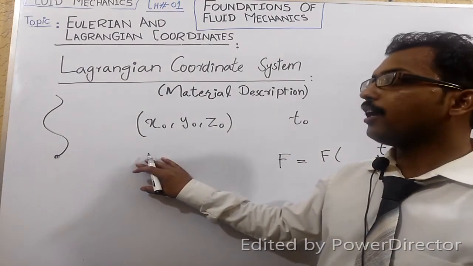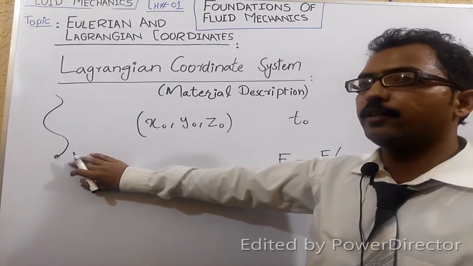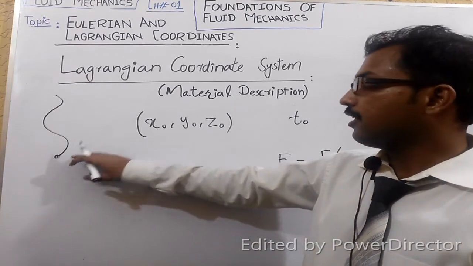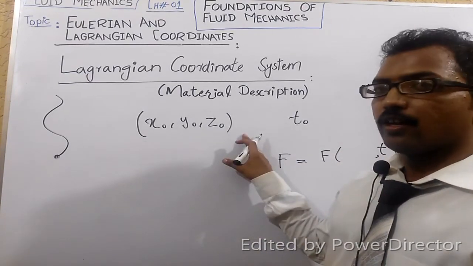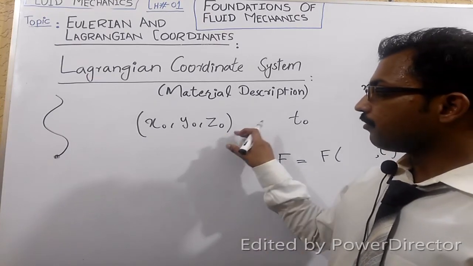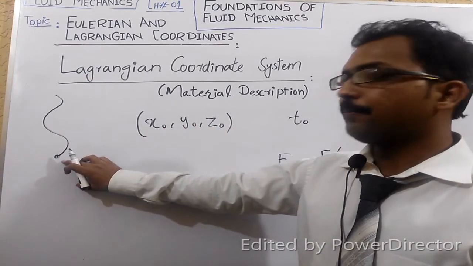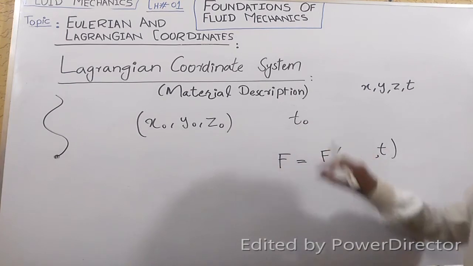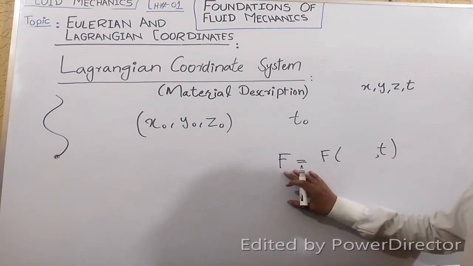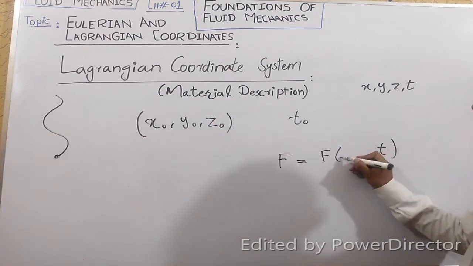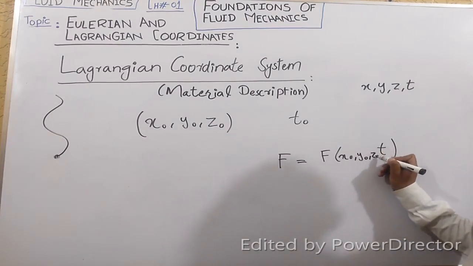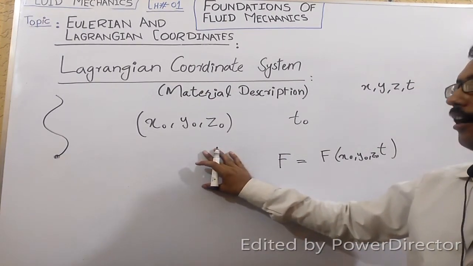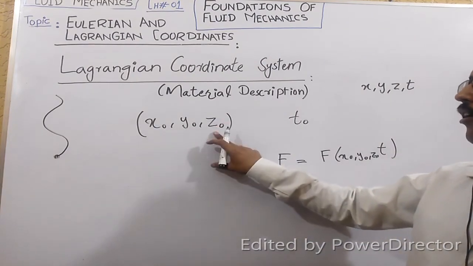The question is, how can we individualize this fluid element? The fingerprint to individualize this fluid element is its initial position. We say that this is the fluid particle that passed through this initial position at the initial time t0. Okay, so any fluid property f will also depend on this initial position. So in the Lagrangian description, the independent variables are x0, y0, z0 and the time t.